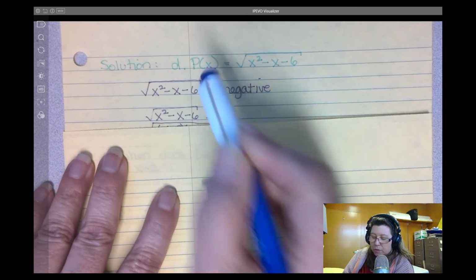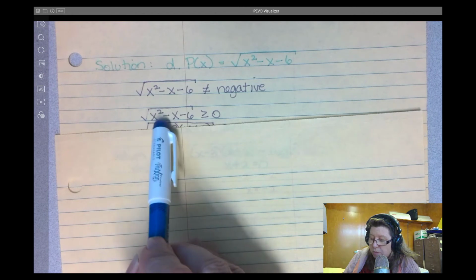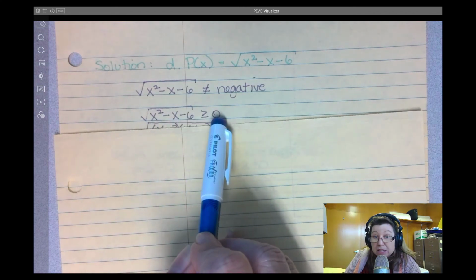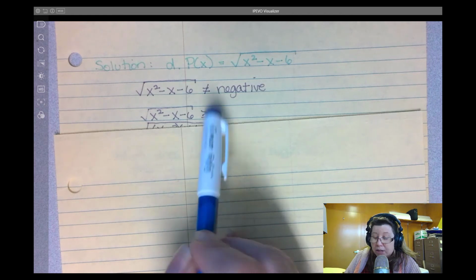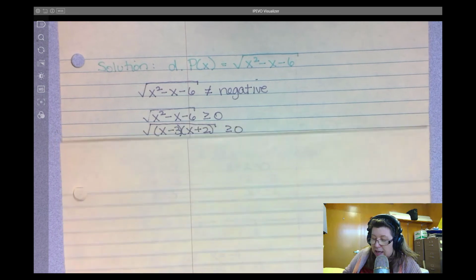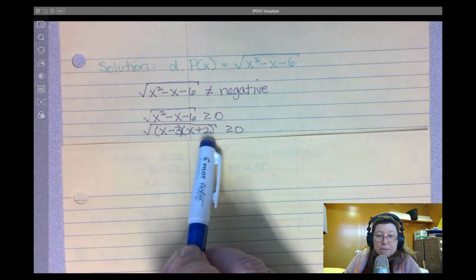So we want to test to see if x squared minus x minus 6 has to be greater than or equal to 0. It can be 0 because it's not in the denominator. I am going to factor this, and I get x minus 3 times x plus 2.